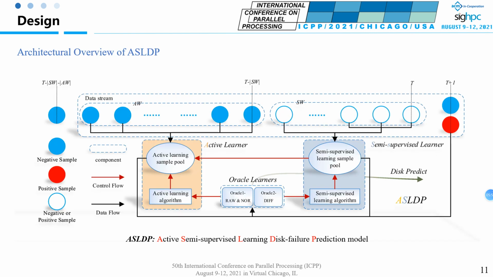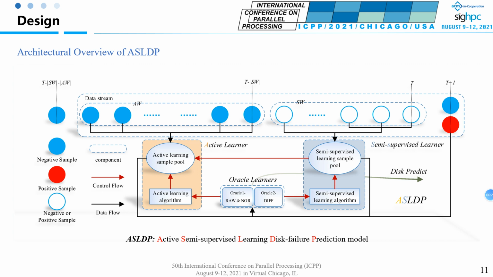The figure shows the architecture of ASLDP. There are two main parts, active learners and semi-supervised learners. When these processes are complete, two classifiers with different classification characteristics are generated to provide real-time prediction service through ensemble learning. During the model training process, we simulate the data generation process according to the real data center scenario.